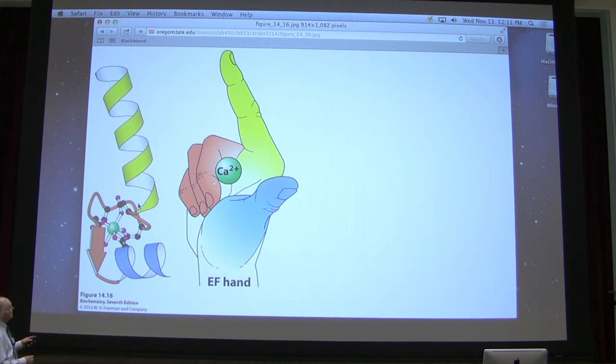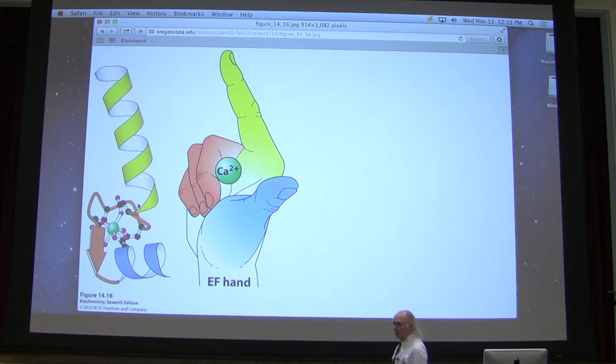The EF hand is depicted here, and here's the structure on the left, with a comparison to a hand. It doesn't take too much imagination to see the parallel between the two. The calcium fits nicely in this little pocket in the hand, just like it fits very nicely in this little pocket inside of this calcium binding protein. That has the effect of reducing the concentration of calcium inside of the cell. It also has the effect of changing the shape of the protein that has bound it.